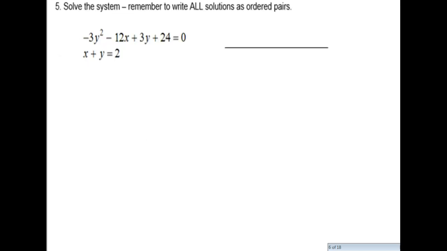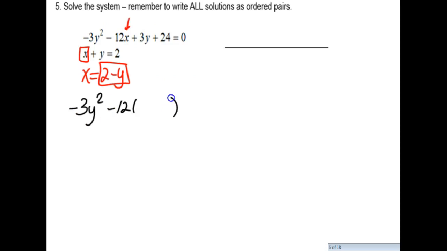All right, so we're going to substitute here. This is more pre-calc-y. Your choice as to which variable you want to solve for to substitute in. I look for the easiest one to substitute in, so in my opinion, x would be super awesome because there's only one place you need to place the x. So x is the same thing as 2 minus y. That's going to go right here. So my equation becomes negative 3y squared minus 12 times, instead of x, we're using 2 minus y, and then plus 3y plus 24 equals 0.